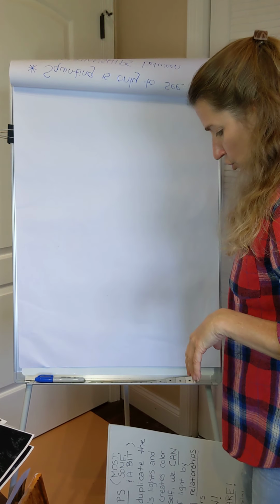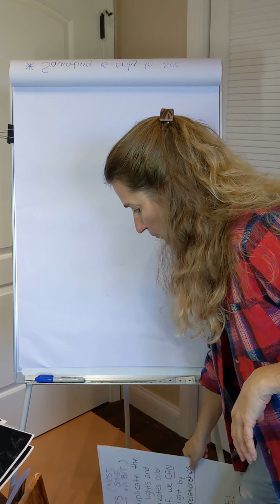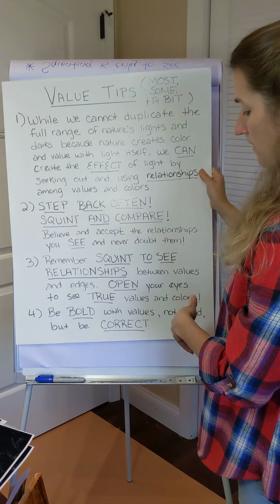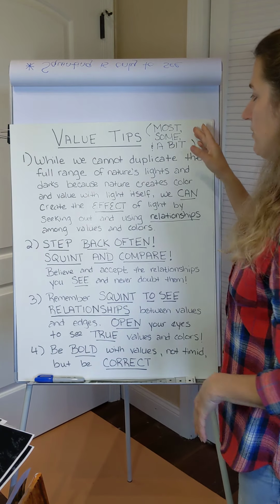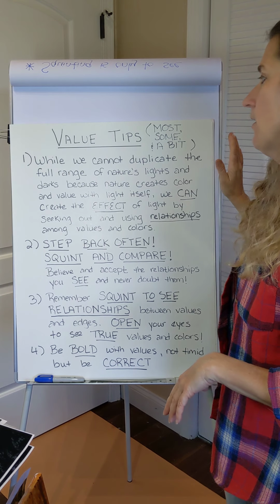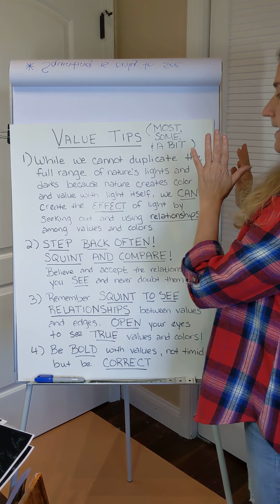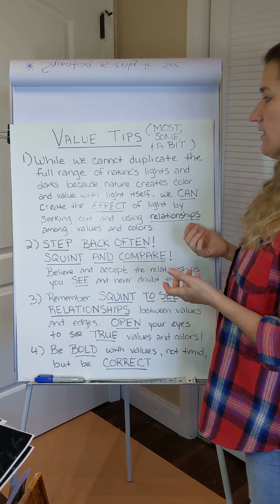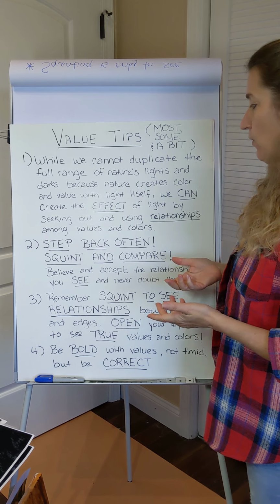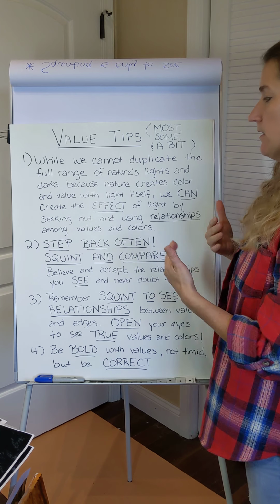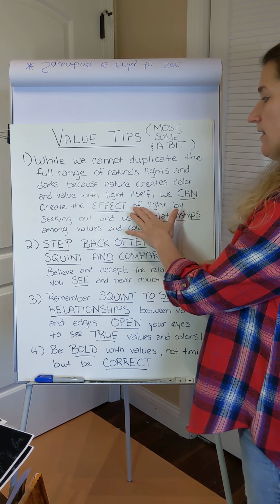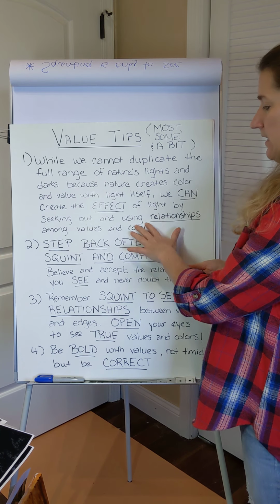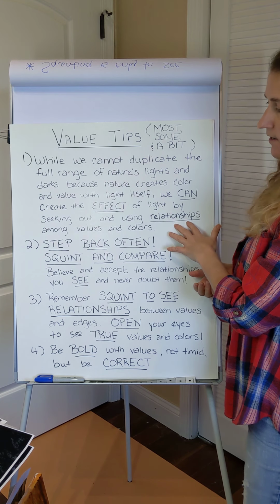Okay, so in summary, we're going to go through a couple little value tips here. And again, remember, most, some, and a bit also applies to our values. We cannot duplicate the full range of nature's lights and darks because nature creates color and value with light itself. We are using pigments to create the reflection. We are creating the effect of light by seeking out and using the relationships between values and colors.